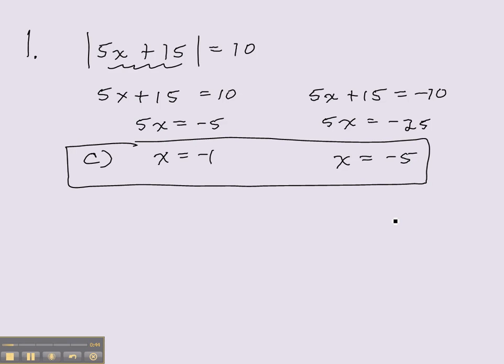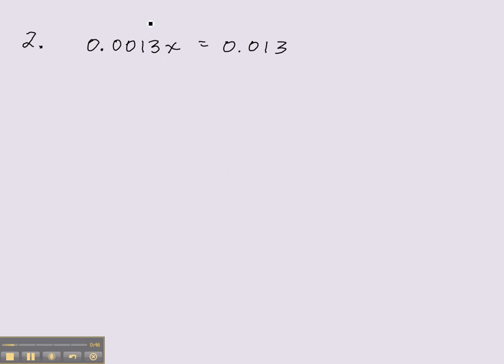Number 2. What would we need to multiply this decimal by to get it to look like this one? What should x be? And notice we're just moving the decimal one place to the right to go from 0.0013 to 0.013. So since we're moving the decimal place one place to the right, x equals 10. Answer choice D. Or you can just take your calculator and divide.